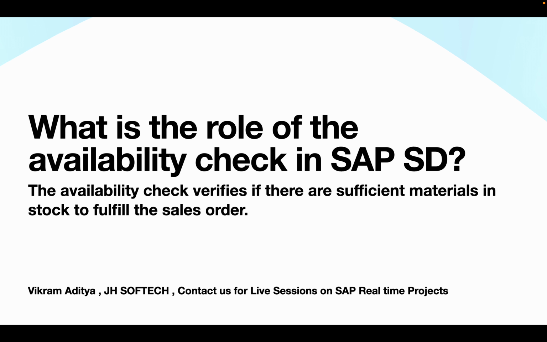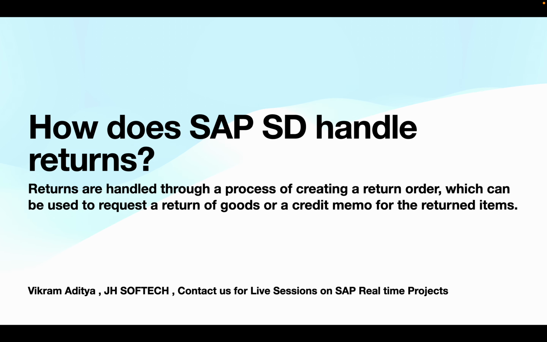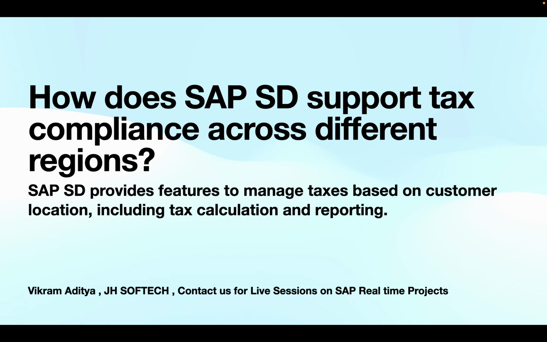What is the role of the availability check in SAP SD? The availability check verifies if there are sufficient materials in stock to fulfill the sales order. How does SAP SD handle returns? Returns are handled through a process of creating a return order, which can be used to request a return of goods or a credit memo for the returned items.